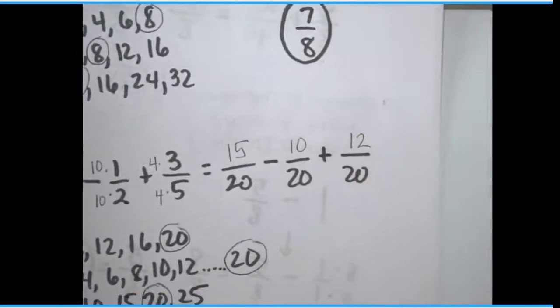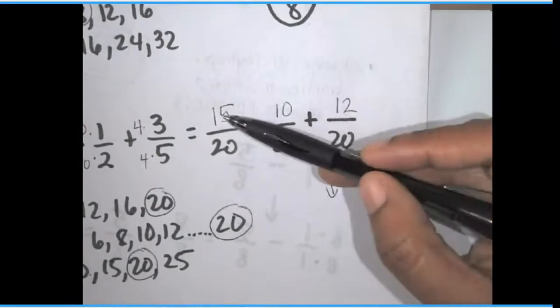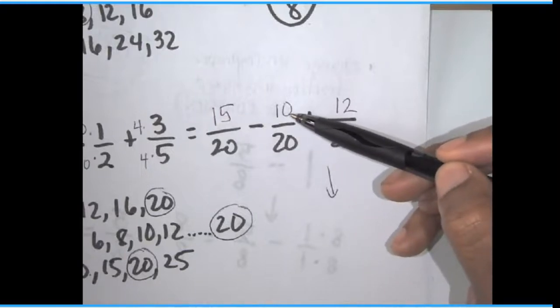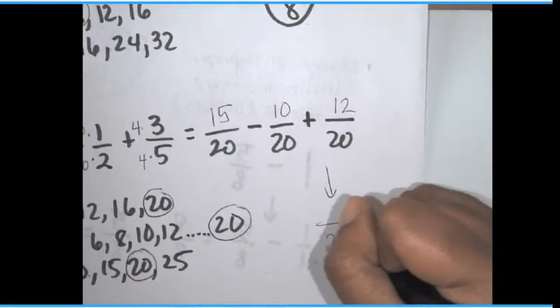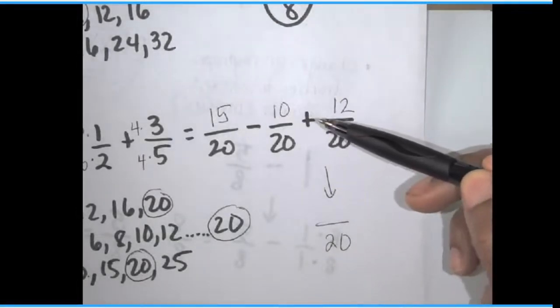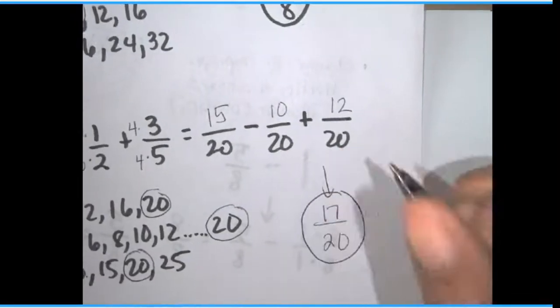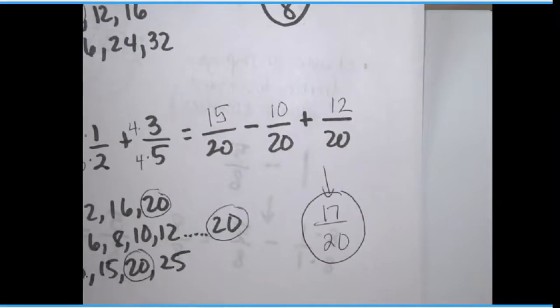All right. So now to get our final answer, remember, do it from left to right. So 15 minus 10 is going to be 5, right? Remember, let me stop a second, put the 20. And then this is going to be 5, but then 5 plus 12 is 17. So the final answer to number 17 is going to be 17 over 20. 17 over 20. Okay? And that's the final answer.